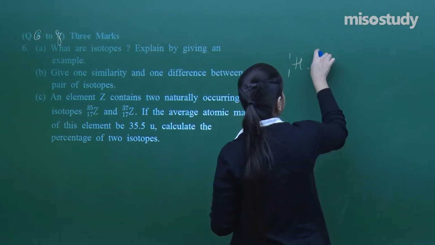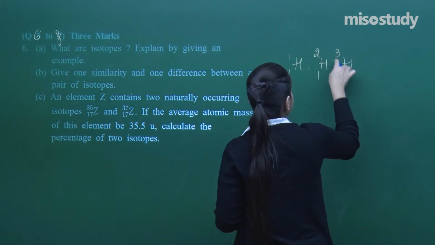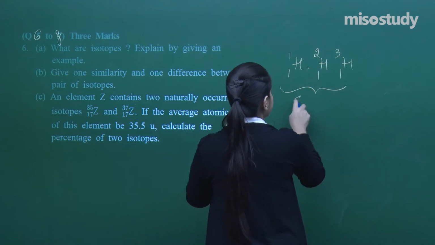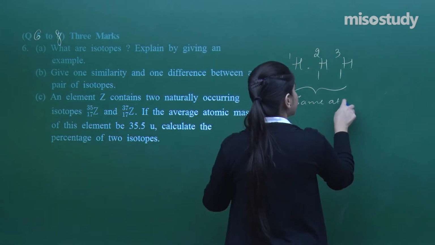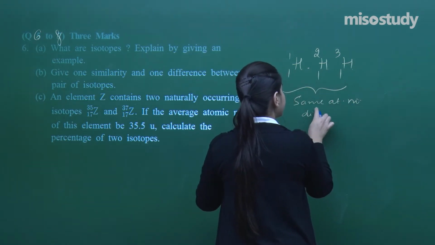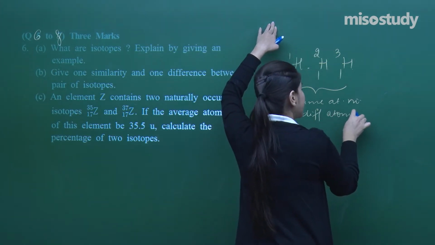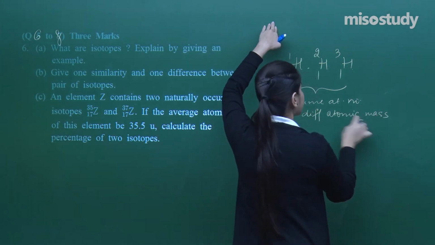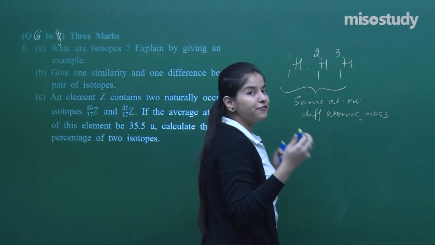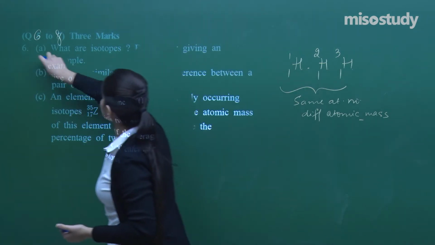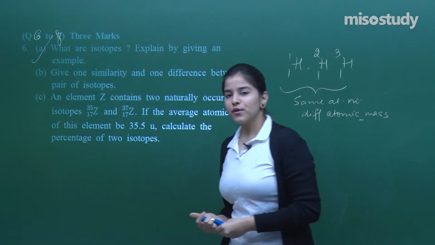Protium, deuterium, and tritium. So isotopes are those atoms which have the same atomic number but different atomic masses. And why are these atomic masses different? Basically due to the difference in the number of neutrons. Okay, and that completes part number 1.